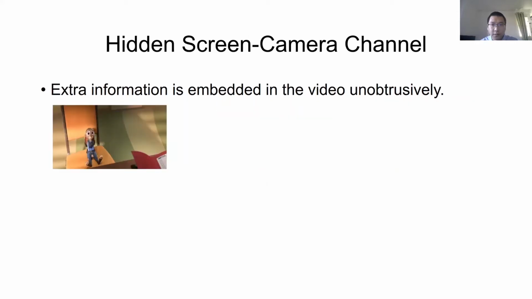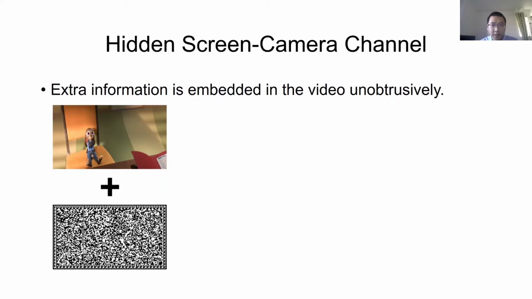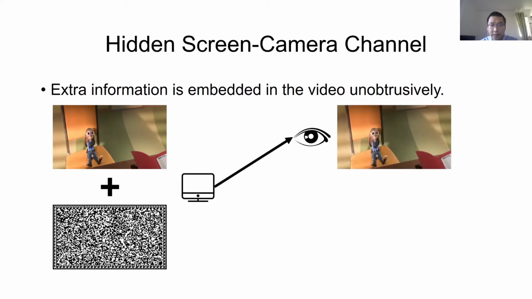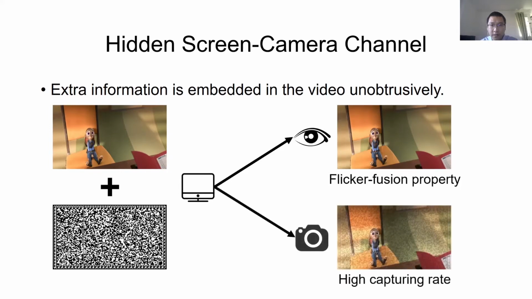Existing works explore the hidden screen camera channel to embed extra information in the primary video unobtrusively. That is, they mix video frames with high-rate complementary data codes. On one hand, human eyes cannot perceive the change, since they are insensitive to high-rate flickers, which is known as the flicker fusion property. On the other hand, a camera with a high capturing rate can detect the flickers and decode the data.